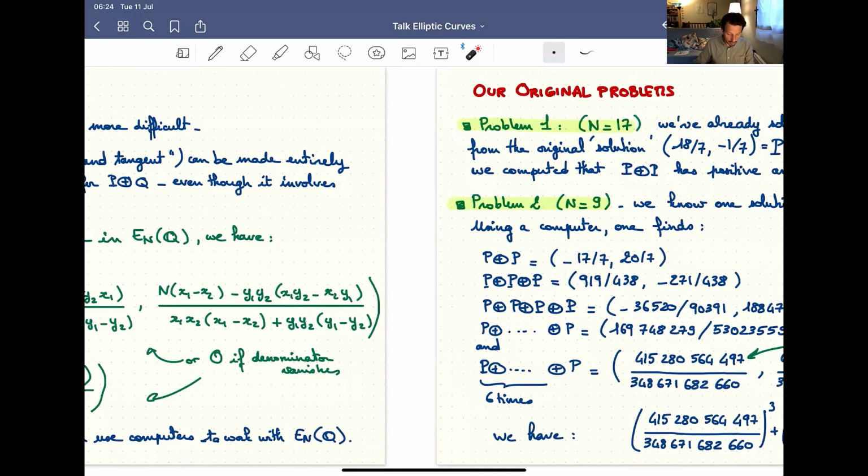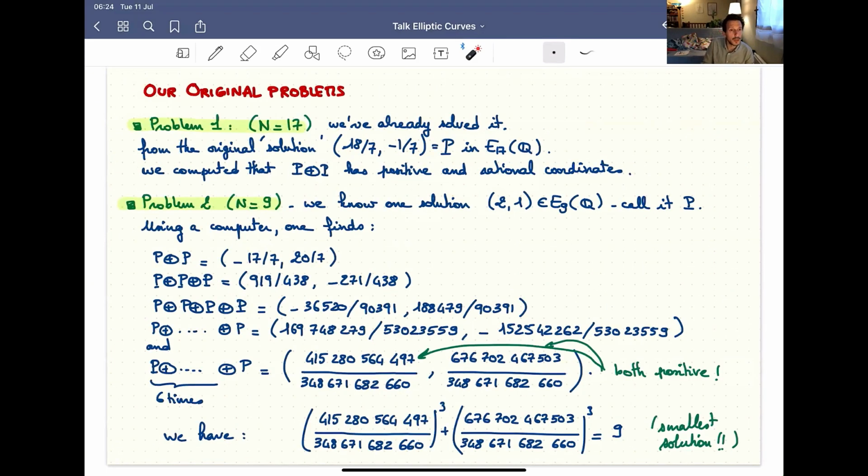Here, so let's go back to the original problems. The first problem, the problem of the silver cubes, we were asking about the side length of two cubes whose total volume should be 17 cubic centimeters. And we've already solved the problem a couple of slides earlier. We did this by starting from the original solution that we knew, and we computed that P plus with a circle P has positive and rational coordinates.